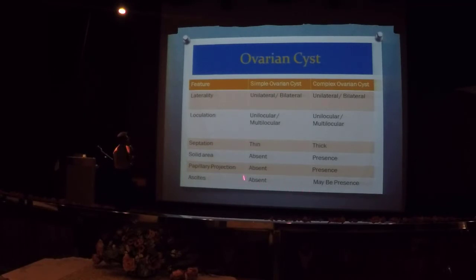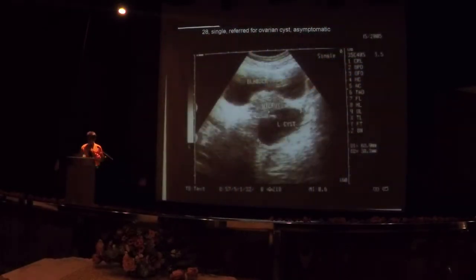Then we must answer whether it could be a simple ovarian cyst or a complex ovarian cyst. Complex ovarian cyst we need to refer. Kalau simple ovarian cyst, sometimes you want to observe first, then it is possible to do that. So this is a criteria. Kalau complex ovarian cyst can be unilateral or bilateral, can also be unilocular or multilocular. We sometimes got thick septation, solid area, papillary projection, and occasionally may have ascites within it.